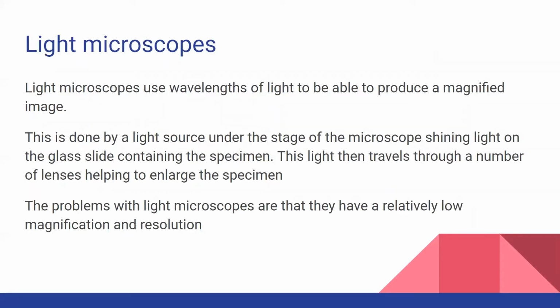Light microscopes tend to use wavelengths of light to be able to produce a magnified image. This is done by a light source under the stage of the microscope shining light on the glass slide containing the specimen. The light will travel through the specimen and then through a number of lenses which help to enlarge the specimen. The problem with light microscopes is that they have a relatively low magnification and resolution.